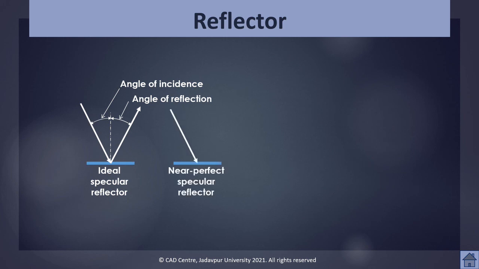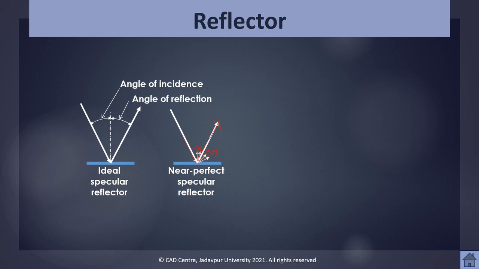Then we have the near perfect specular reflector. Actually, on the Earth's surface, we don't find any real specular reflector. Specular reflectors, whatever we find on the Earth's surface, are actually near perfect specular reflectors. In case of a near perfect specular reflector, most of the incoming energy will be directed back in the same angle, but in the opposite direction. But some amount of energy will also be reflected in other directions. The amount of energy will be very minimal, definitely.